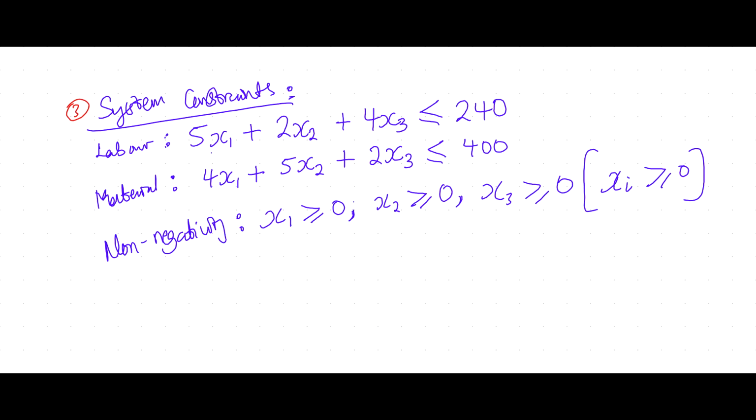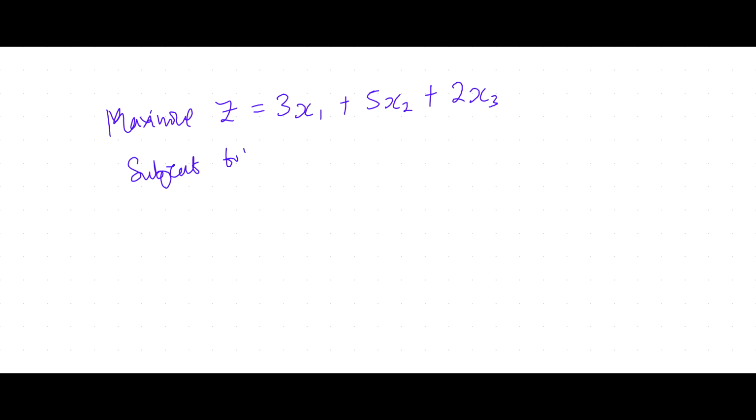So the mathematical model framework is presented as, I want to maximize my Z. So we'll say that maximize Z, or max Z, is 3x1 plus 5x2 plus 2x3, subject to, what are the constraints?